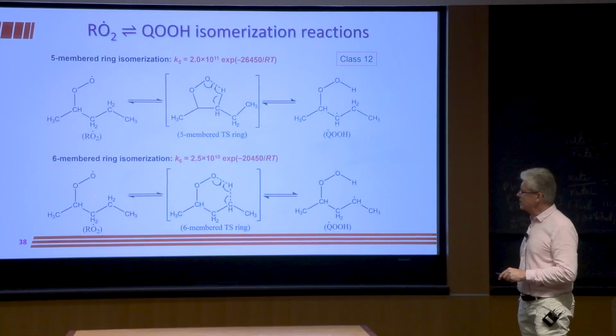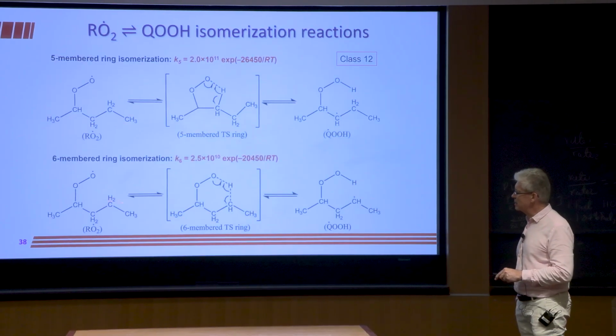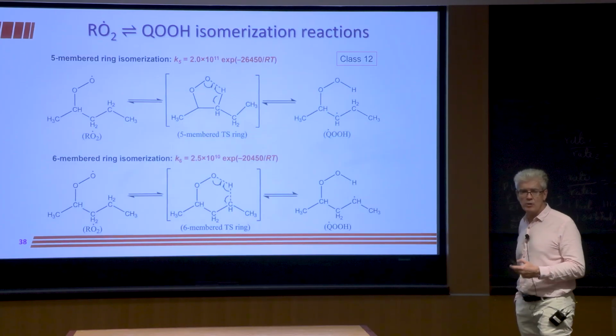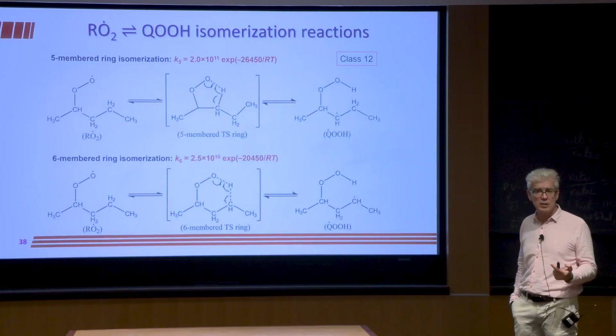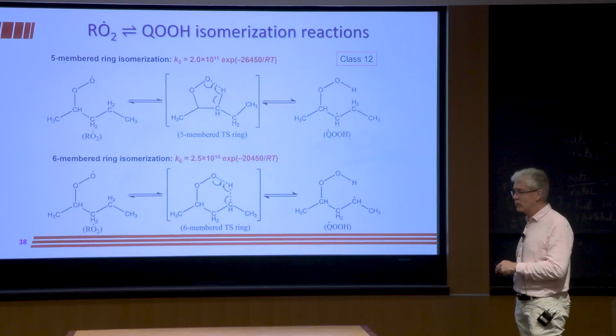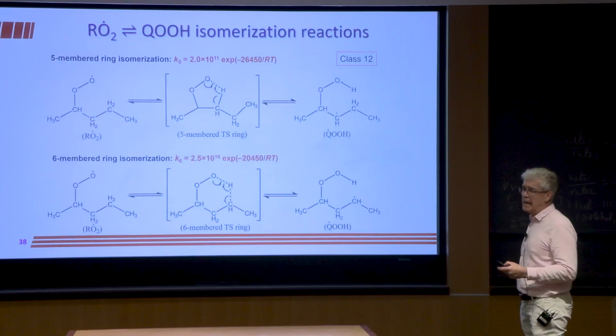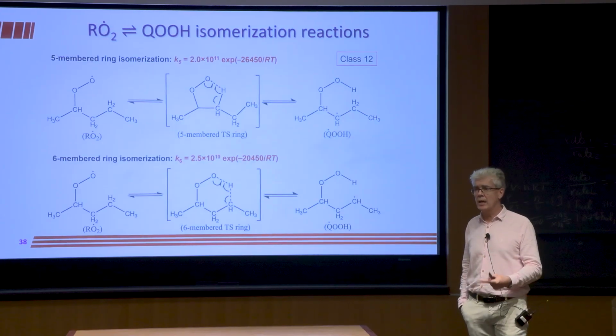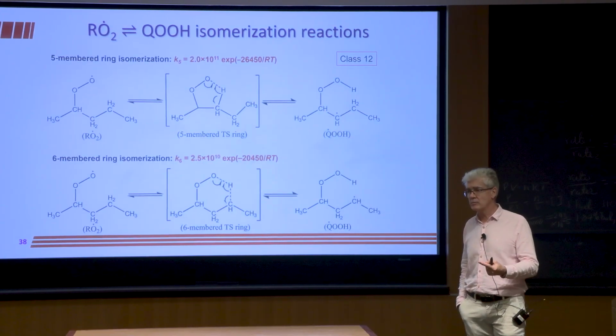However, in this case, for the 6-member transition state ring, in the transition state, you tie up 1, 2, 3 rotors. Not 2, but 3. So there's 1 extra rotor tied up in the transition state for the 6-membered ring compared to the 5-membered ring. And every time you tie up a rotor in the transition state, you lose almost an order of magnitude in frequency for the reaction, right?